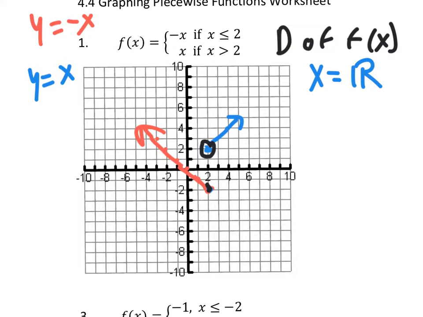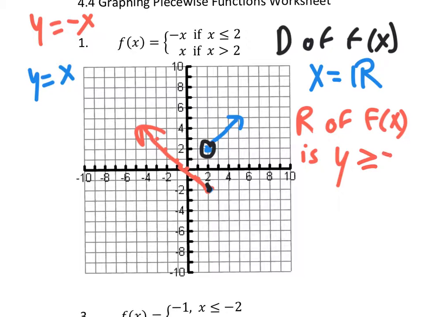So when we say the range, we're talking about the y values. And I guess to stay consistent, let's say the range of f of x is y. And we said it has to be greater than, that means up here, greater than -2. So we're going to say greater than or equal to, because it was a solid dot, right? -2. And that's your domain and range. Let's move on to a different one.